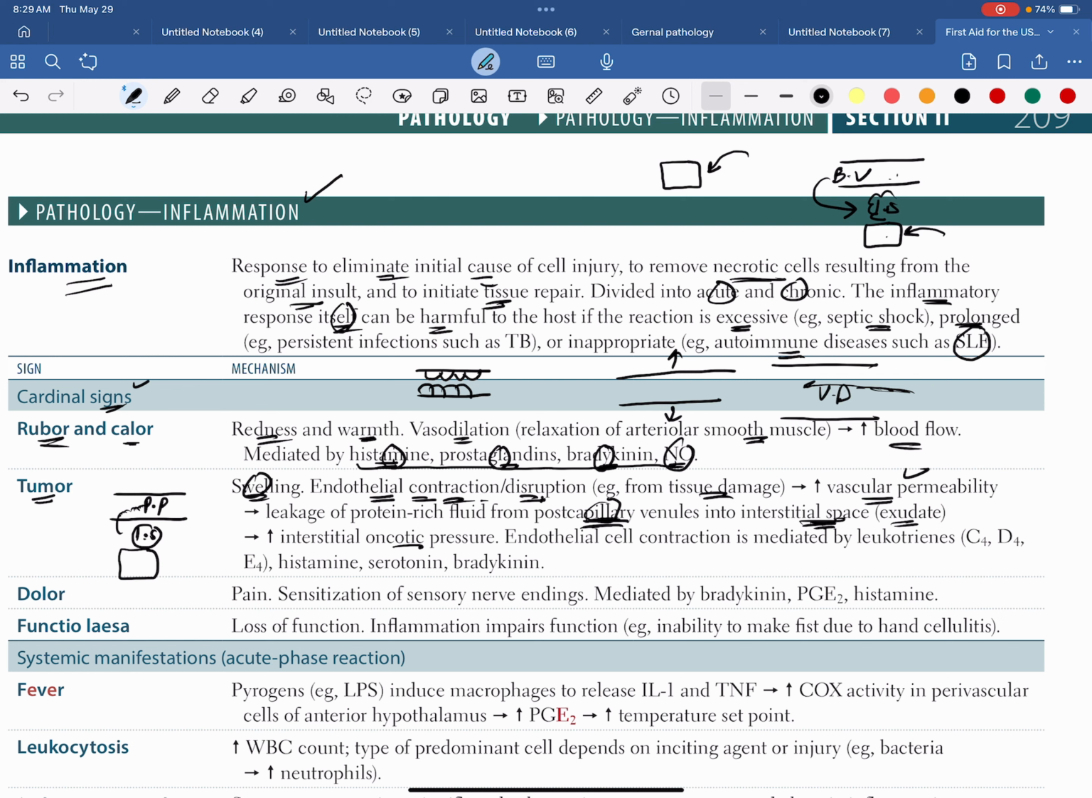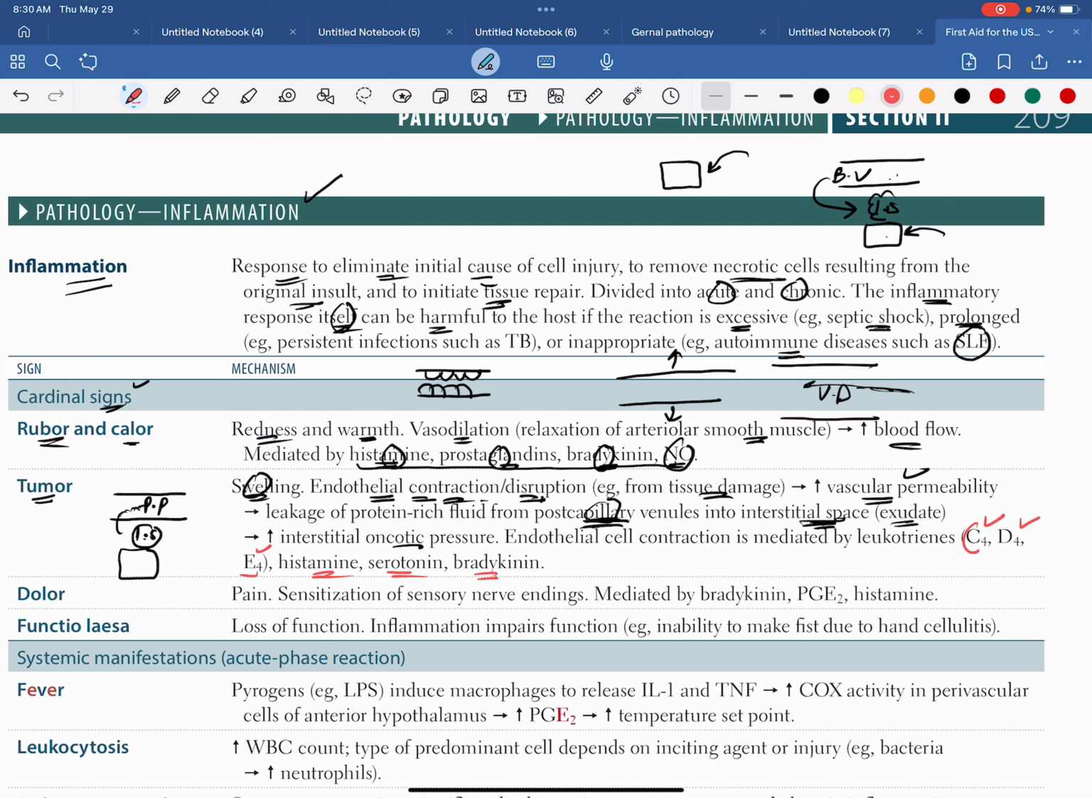And after that, here they mention how the endothelial cell will contract or disrupt during the inflammation, and these are important MCQs. During the inflammation in your body, there are different kinds of leukotrienes and cytokines that are produced. So first one is C4, then D4, these are the leukotrienes. Then E4, then we have histamine, serotonin, bradykinin. Basically these are the inflammatory mediators, the inflammatory markers which are produced during the inflammation.